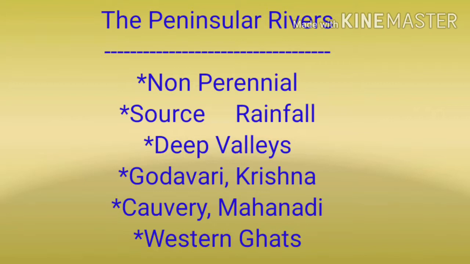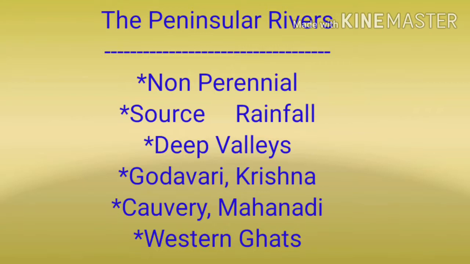In summer, most of the time, the level of the water will be less when compared to the rainy season and the winter season. And their sources are from the Western Ghats and the rainfall region. Students, they form the deep valleys in contrast to the Himalayan rivers. And the important rivers of the peninsular plateau are Godavari, Krishna, Kaveri, and Mahanadi. All these are the important rivers, and these all originate in the Western Ghats, flow towards the east, and fall into the Bay of Bengal.